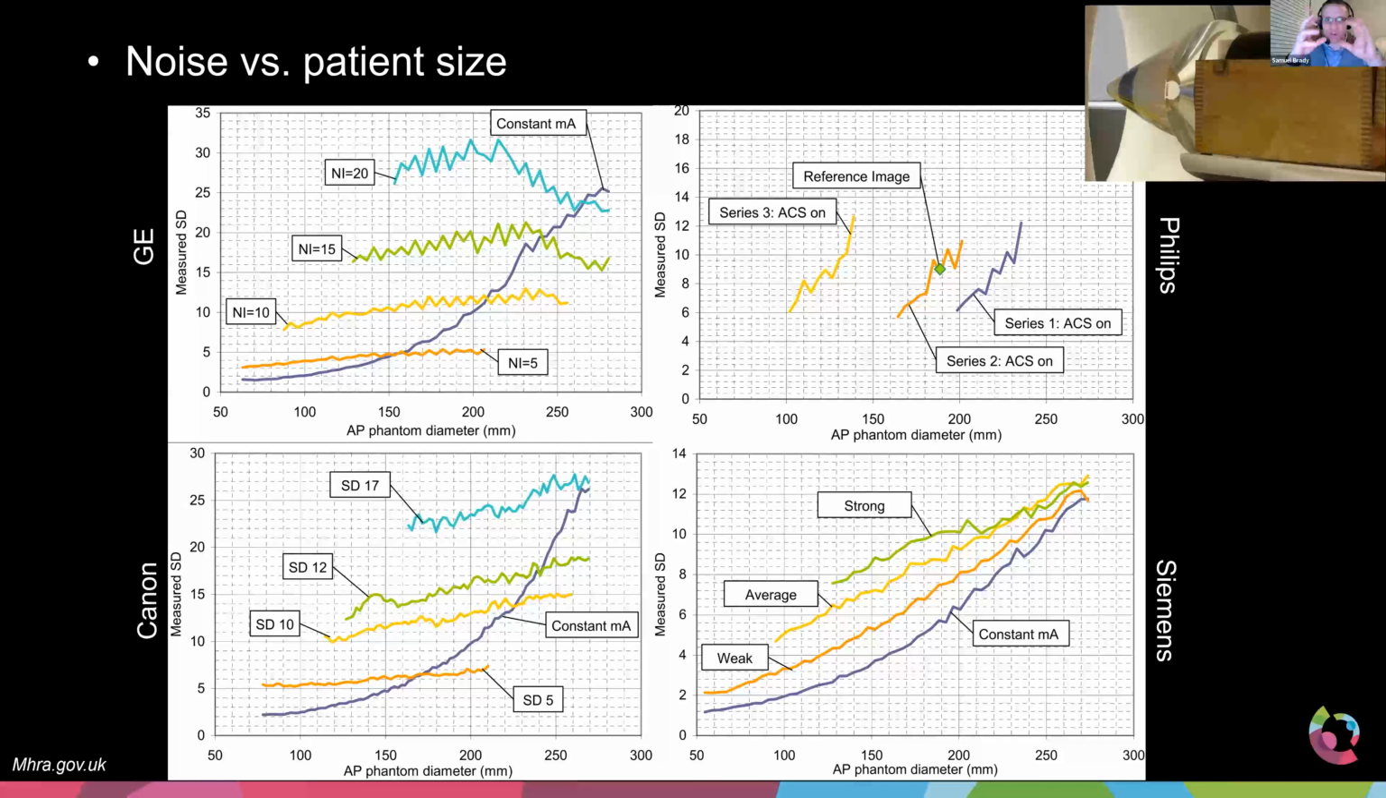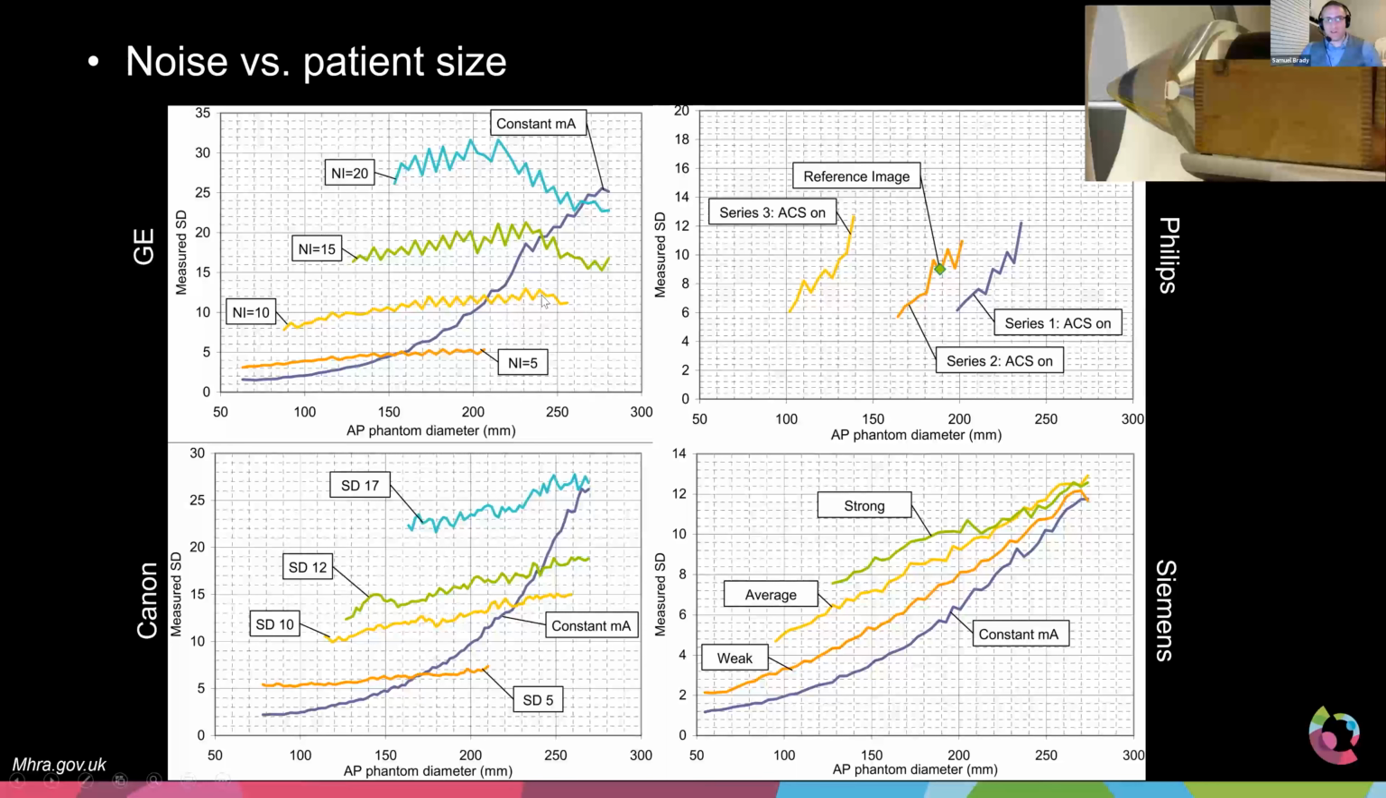That's how much noise or variability is in the image. That's our y-axis now. Same x-axis, which is patient thickness. So if I pick, once again, a noise index of 10 or a standard deviation of 10, for GE, it's mostly the same. It's mostly flat. It does change a little bit. In other words, GE is doing its best to keep the noise constant as you go from thin to thick anatomy. It's trying to keep it mostly the same.